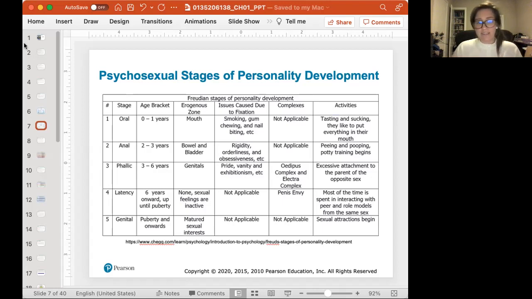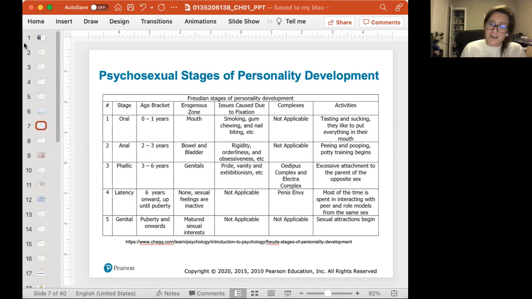As for the phallic stage, age 3 to 6, the genitals are the erogenous zone. So you might see children start playing with themselves, not in a masturbation sense, but just because they're having awareness there. And issues caused due to fixation could include pride, vanity, and exhibitionism, which is showing yourself to people. And then complexes associated with the phallic stage are the Oedipus complex and the Electra complex.